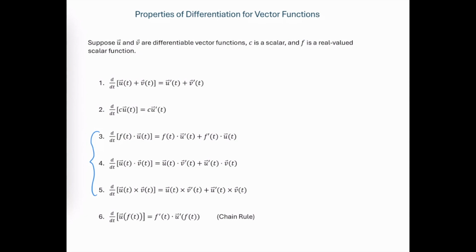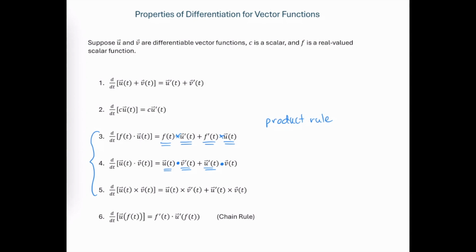Now, the good news is that no matter how we multiply vector functions and scalar functions together, they all follow the same pattern as the product rule for scalar functions. It is the first times the derivative of the second plus the derivative of the first times the second. And in this case, since f is a scalar function, this is scalar multiplication. With the dot product, we have the first dot the derivative of the second, plus the derivative of the first dot the second.